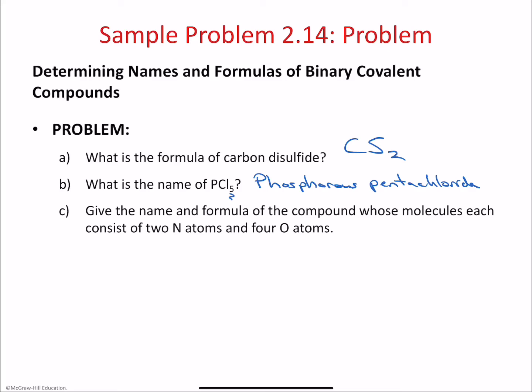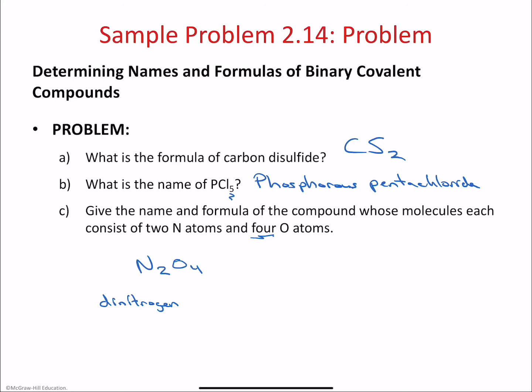Now, another rule is that we list the element with the lower atomic number first. So if I have 2 nitrogens, nitrogen has a lower atomic number than oxygen, so I'd put N2, and then I have 4 oxygens, so it would be N2O4. So if I have 2 nitrogens, it must be dinitrogen.